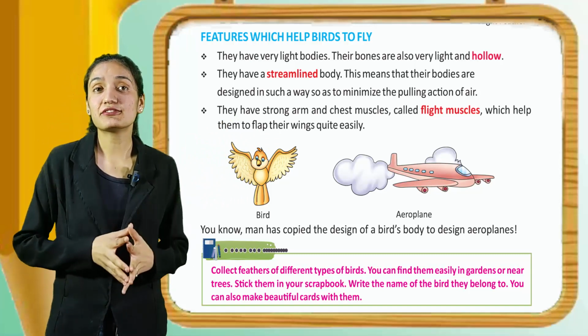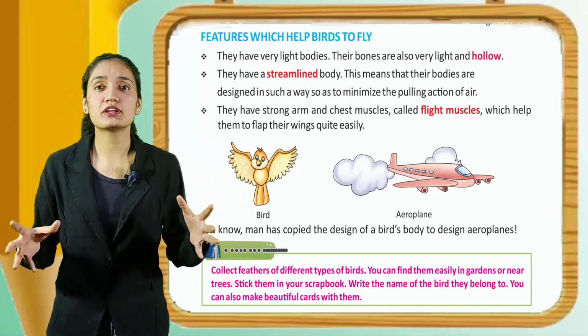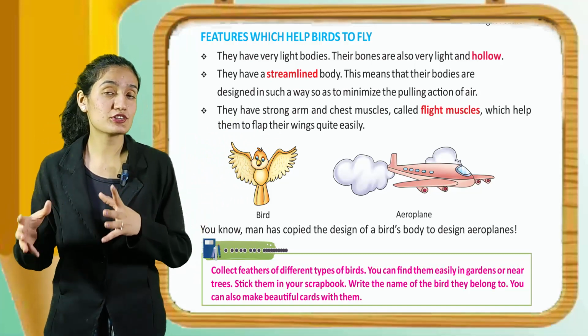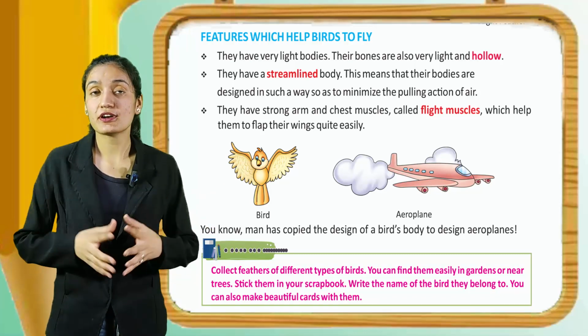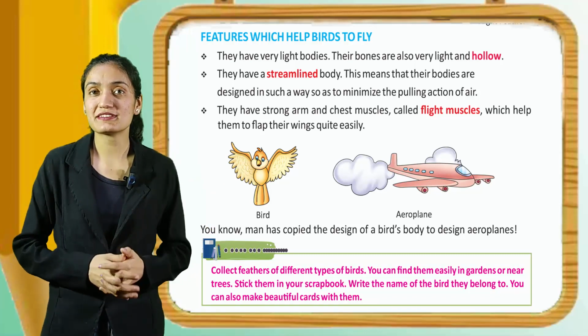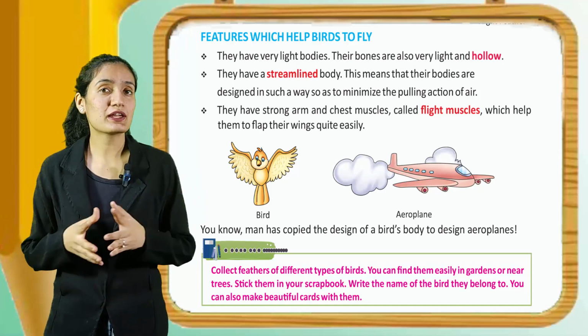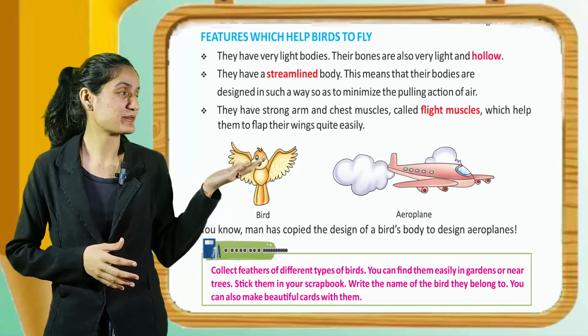Activity: collect feathers of different types of birds. You can find them easily in gardens or near trees. Stick them in your scrapbook. Write the name of the birds they belong to. You can also make beautiful cards with them.